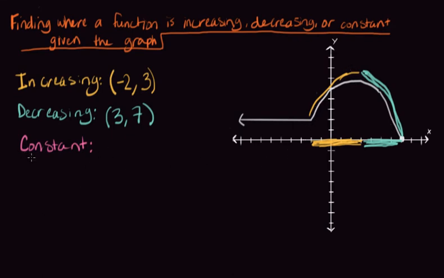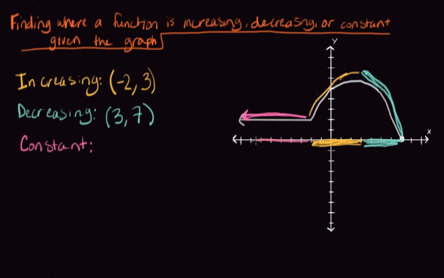Okay, now let's look at where the graph is constant. Constant means that as I go from left to right, it's not changing at all. It's not going up or down, it's just staying the same. So you're right if you said that over here, it's just staying the same. And since we have an arrow, we can assume it's going on like that forever. So it's staying the same.